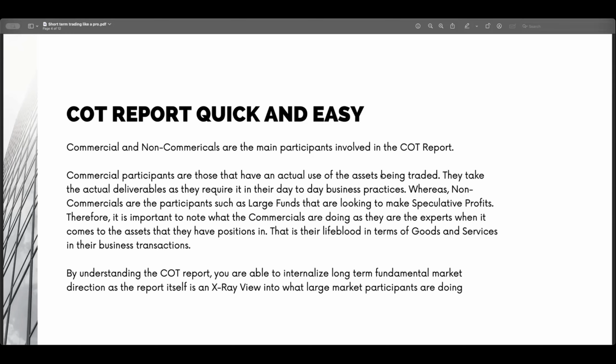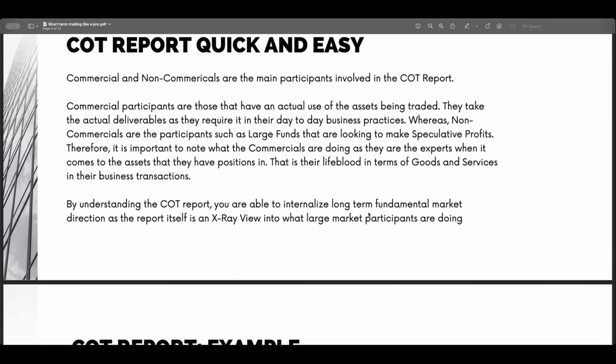Okay, so it is important to note that the commercials are doing what they do as they are the experts when it comes to the assets that they have positions in. So it's very important to note what they are doing. Okay, this is their lifeblood in terms of goods and services in their business transactions, right? So whatever the commercials are doing, when you look at the Commitment of Traders, that is very important to see. It's very important to note. So by understanding the Commitment of Traders report, we are actually able to internalize long-term fundamental market direction, as the report itself is an X-ray view into what large market participants are doing.